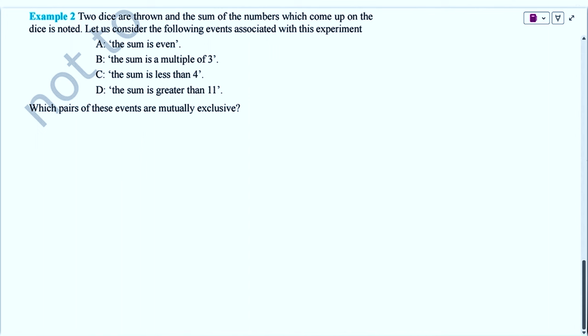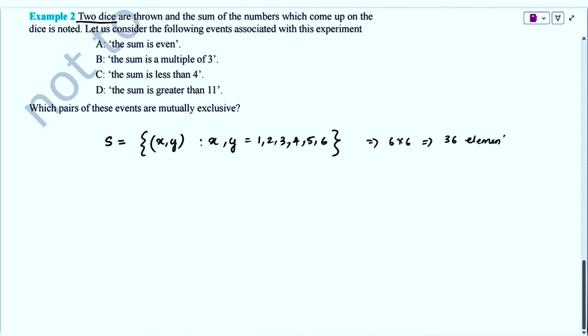Okay, now we are having 4 subsets or 4 events. The sample space is about 2 dice thrown. So we can write S, the sample space, generally as elements (x, y), where x, y are each 1, 2, 3, 4, 5, 6. So there are 6 into 6, that is 36 elements in the sample space.